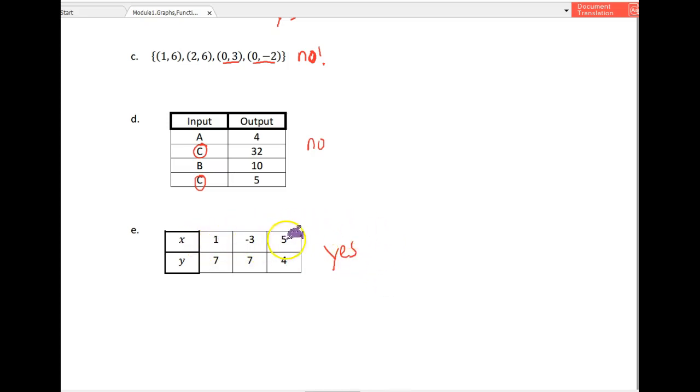So repeats in the x's, you have to make sure that they go to the same value, or for each distinct input, they have to only go to one output. Repeats in the output are okay.